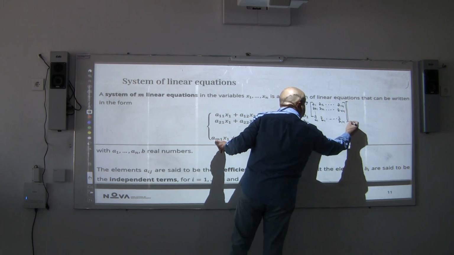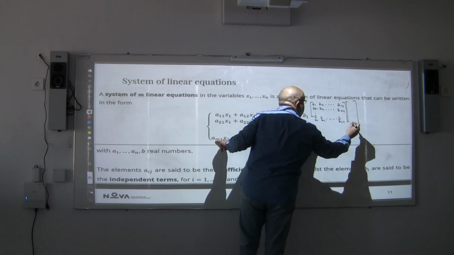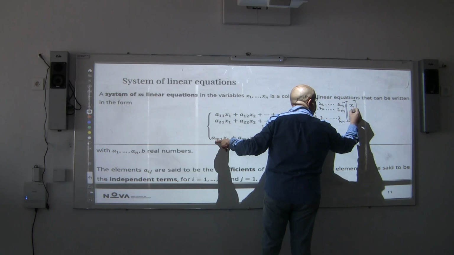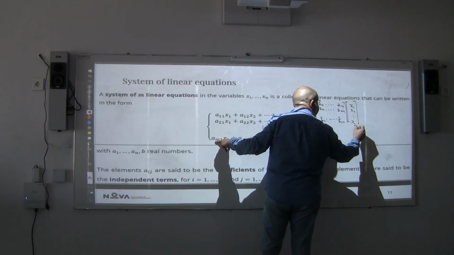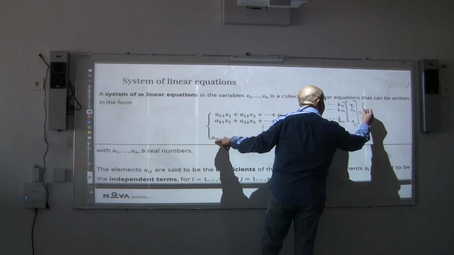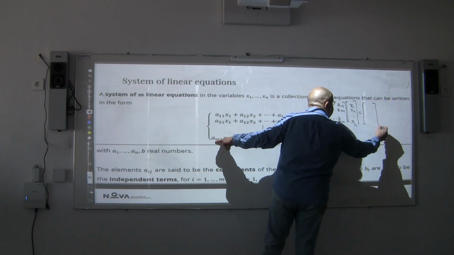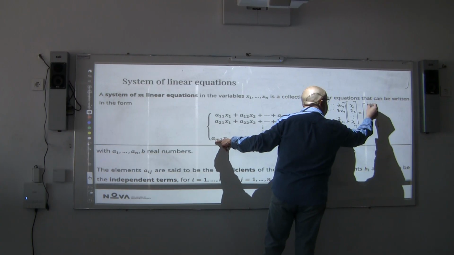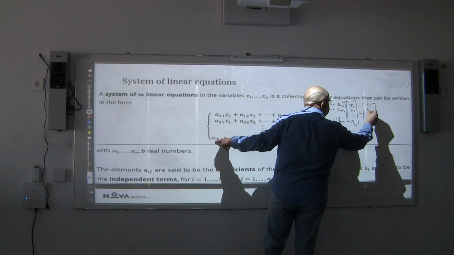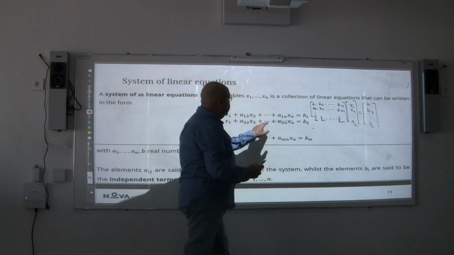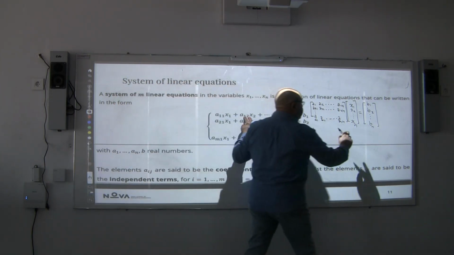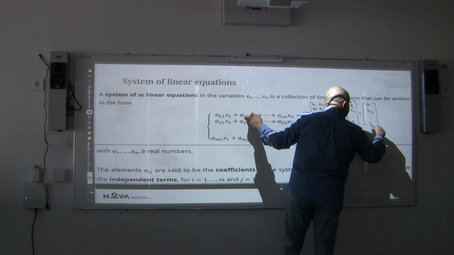Those elements can be multiplied by the column of the unknowns x1, x2, and so on, till you reach xn. And that will equal the independent values or the result column, which is b1, b2, and so on, till you reach bm.